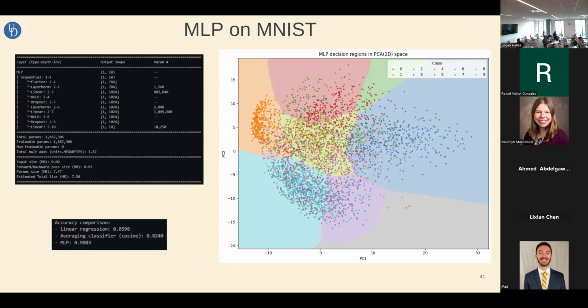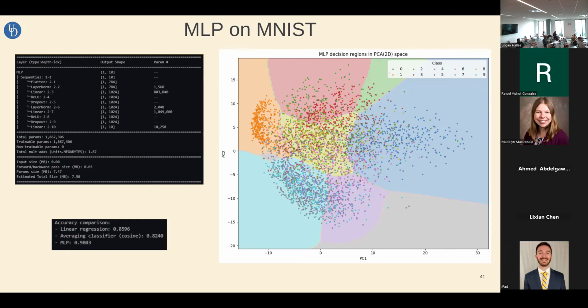And then I should be drawing on an iPad, but basically then we have a layer norm, which normalizes it. Then a linear layer. After that linear, it turns out that the hidden size of our linear layer was 1024. So now our vector is 1 by 1024. Then we do ReLU, then a dropout, then another layer norm, etc.